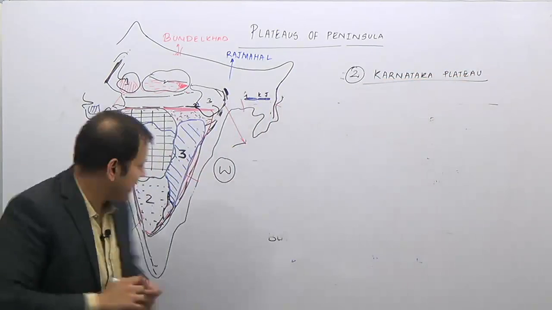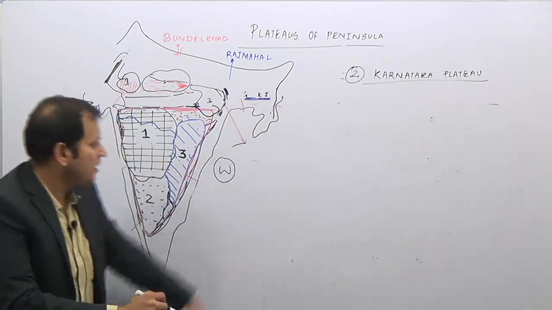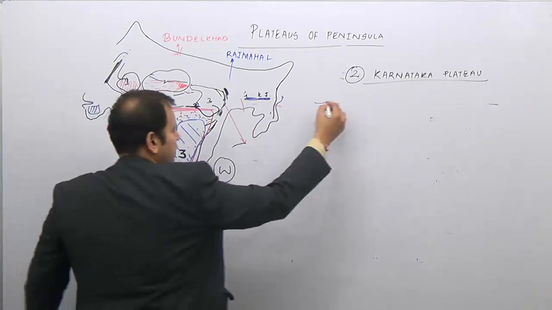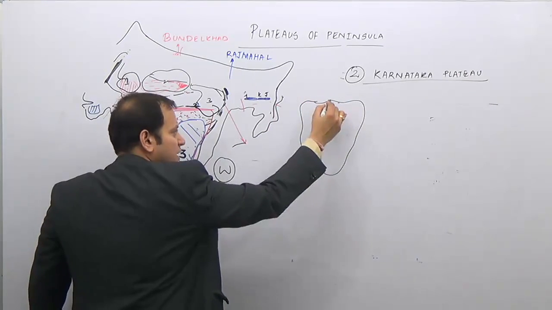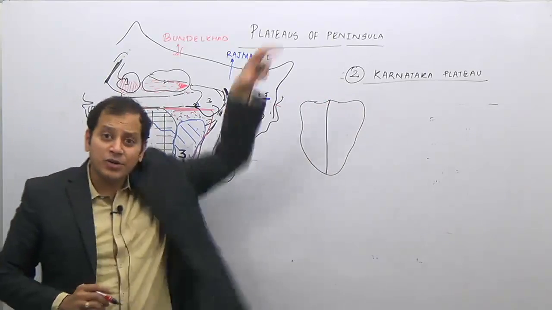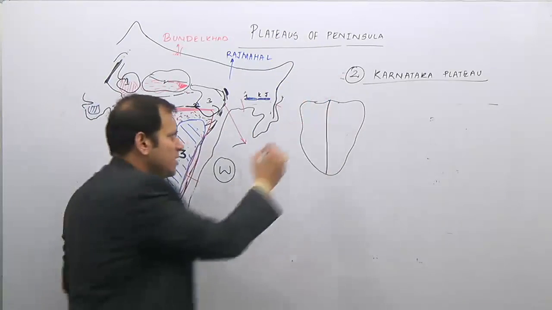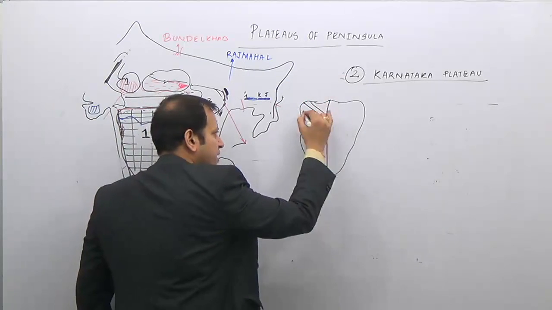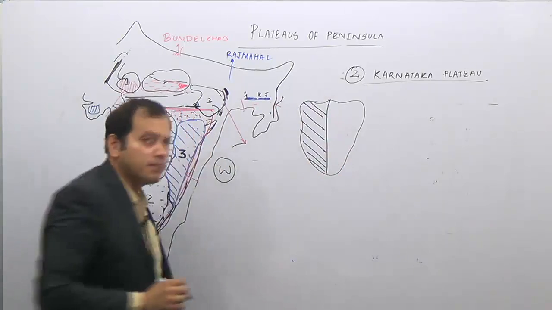Now if I take this out and if I place it here, the Karnataka Plateau region, for example, if this is the only area we are studying, we can divide this Karnataka Plateau region into two parts. And if I look at the top view, the Karnataka Plateau region will look like this. One area I am shading here, while the other area I am leaving blank here.